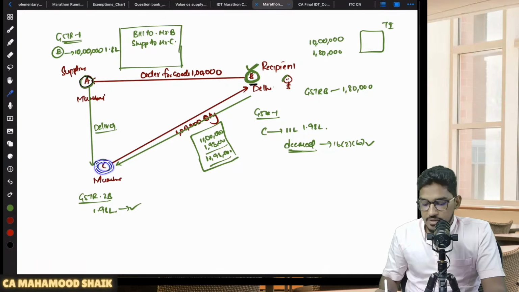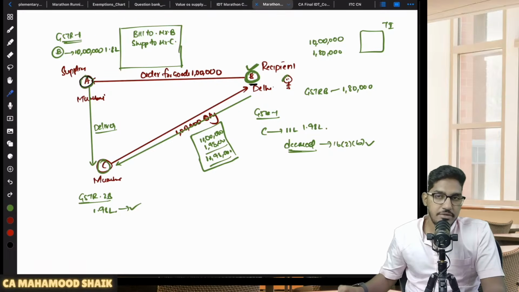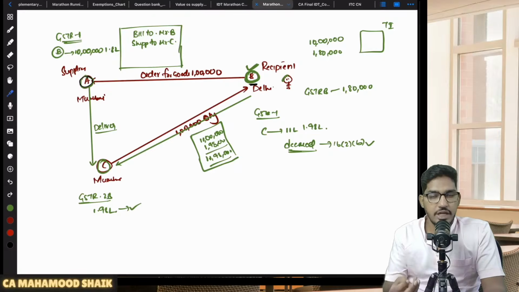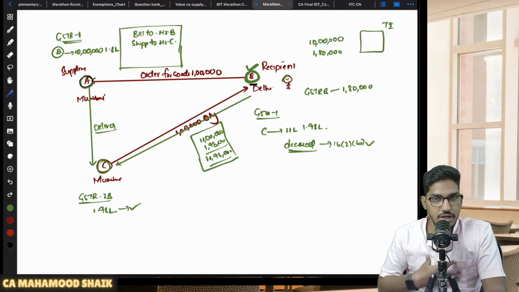Now, talking from Mr. C's perspective, C doesn't have any trouble. Why? Because he will have an invoice which is given by Mr. B, and this B has filed his GSTR1 which has been reflected in his GSTR2B also. He in fact received the goods also. A has sent him the goods. So for C there is no problem. Why? Because all the conditions he will be able to fulfill. He will receive the goods. He will have a tax paying document that will get reflected in his GSTR2B.